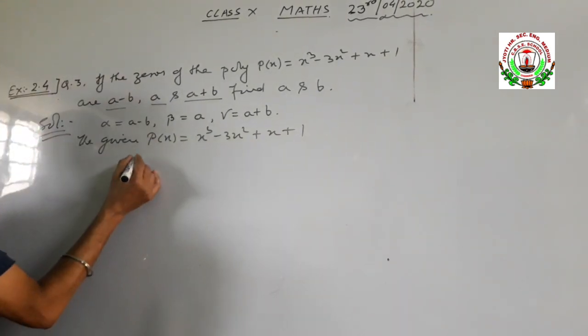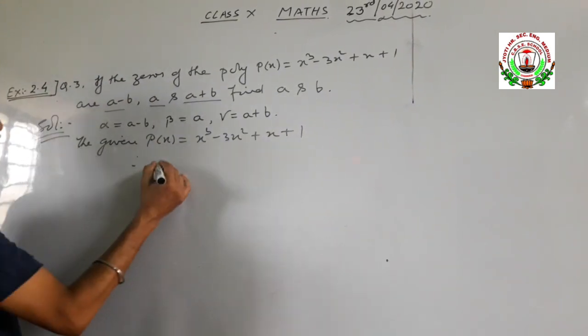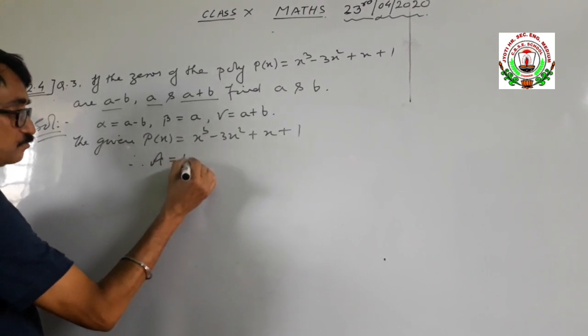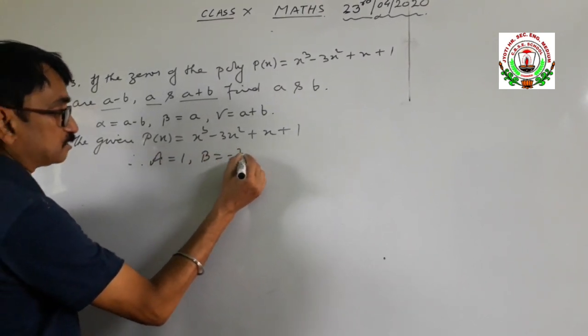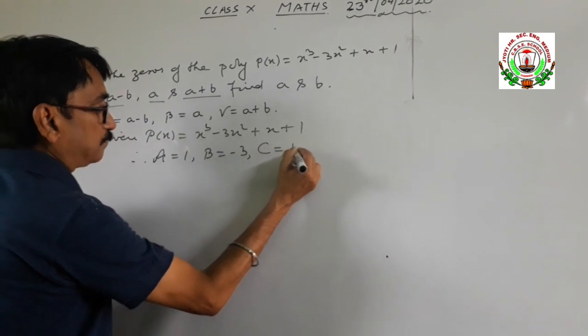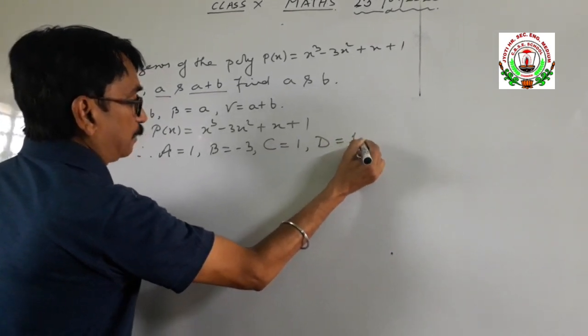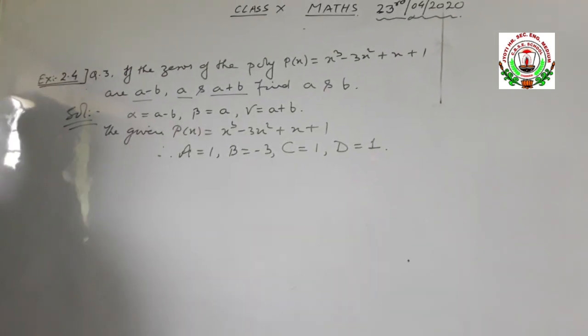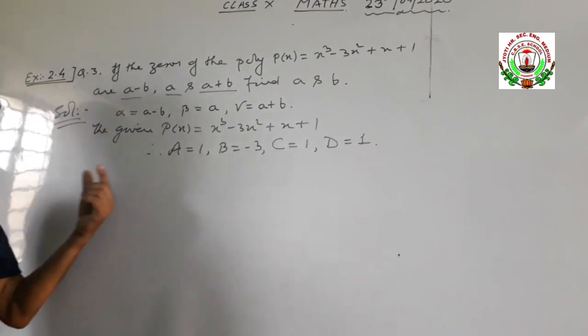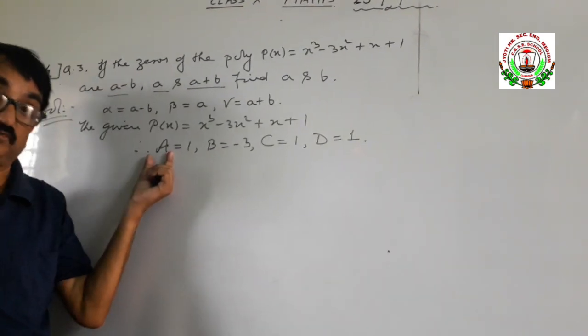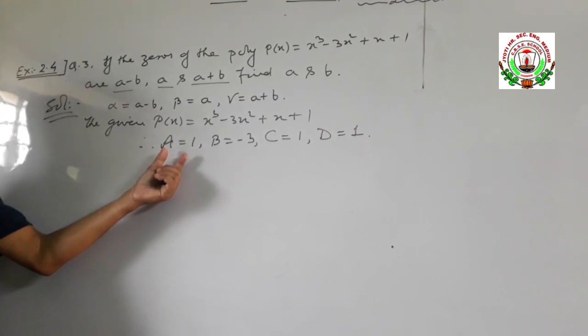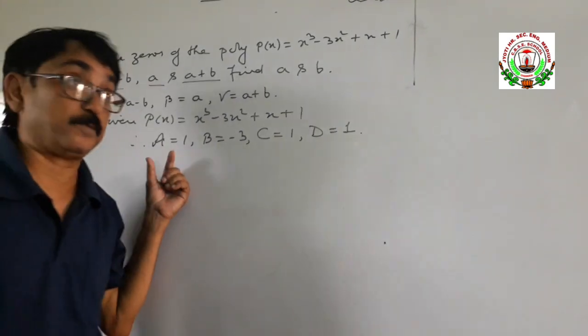So therefore here we can write down: capital A is 1, capital B is minus 3, capital C is 1, capital D is equal to 1. While giving the formula, I gave you the coefficients in small letters: alpha plus beta plus gamma equal to minus b by a.